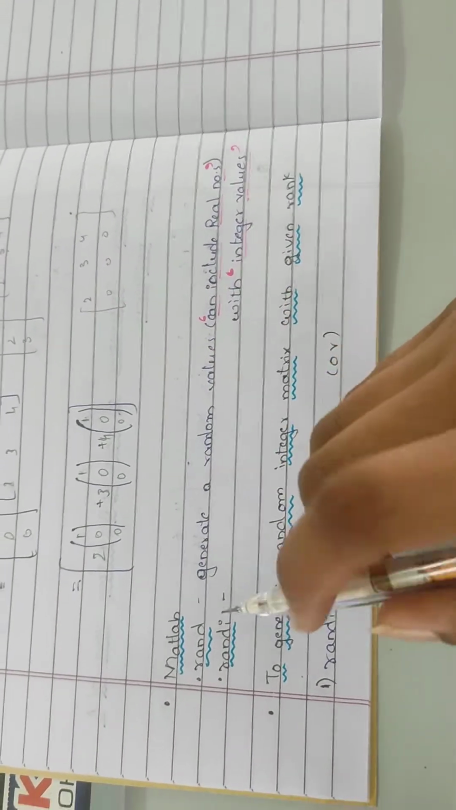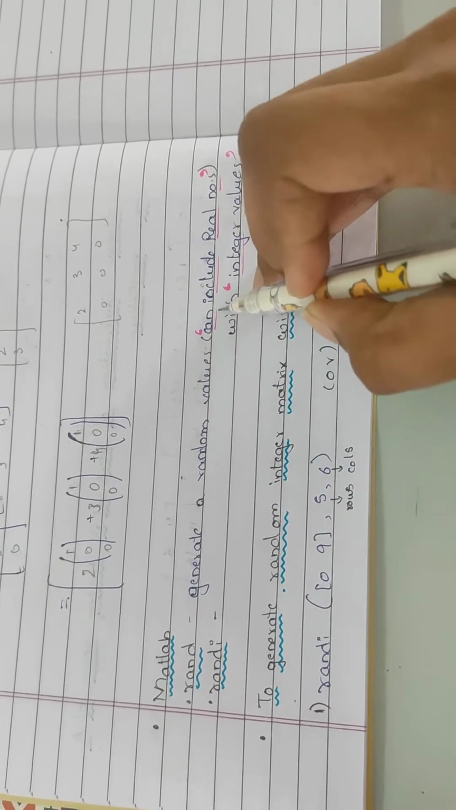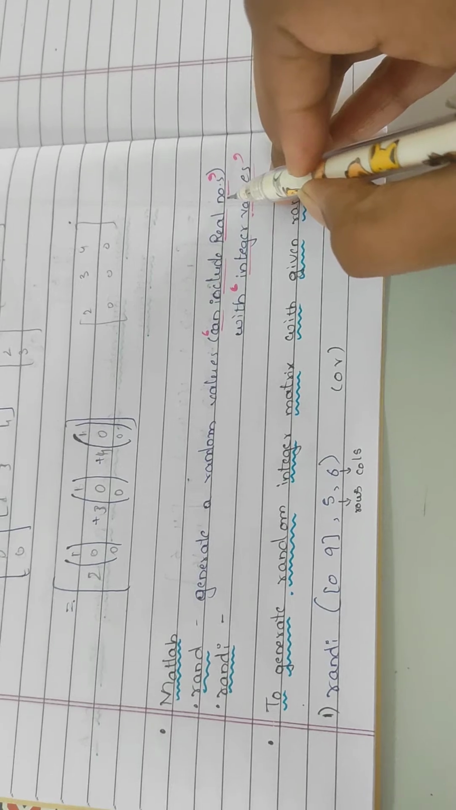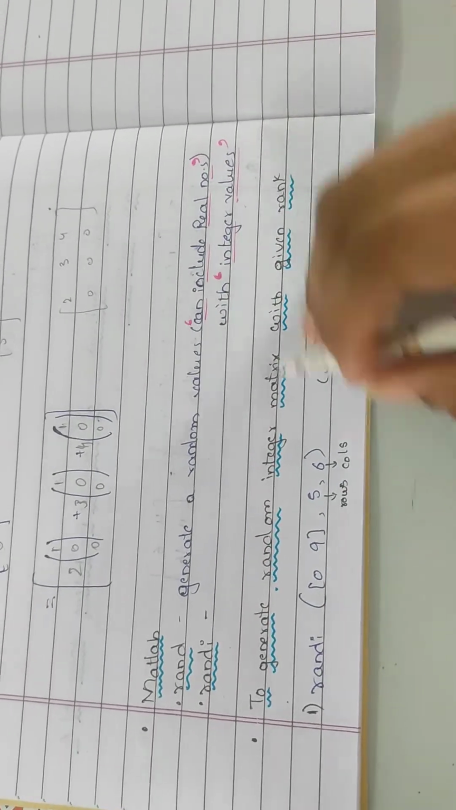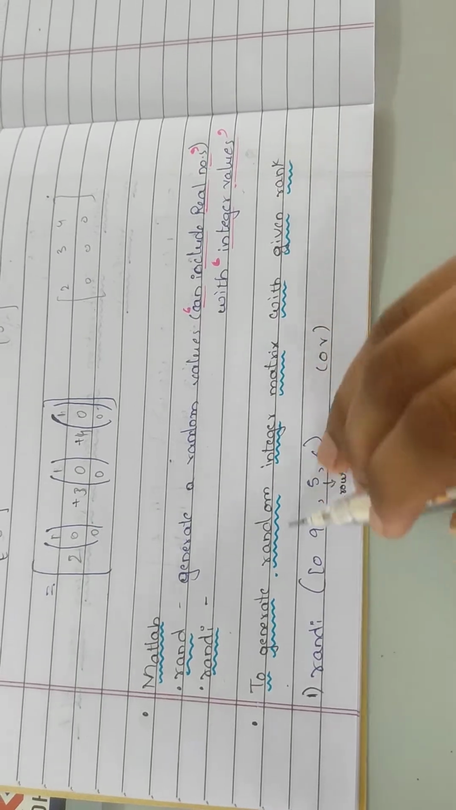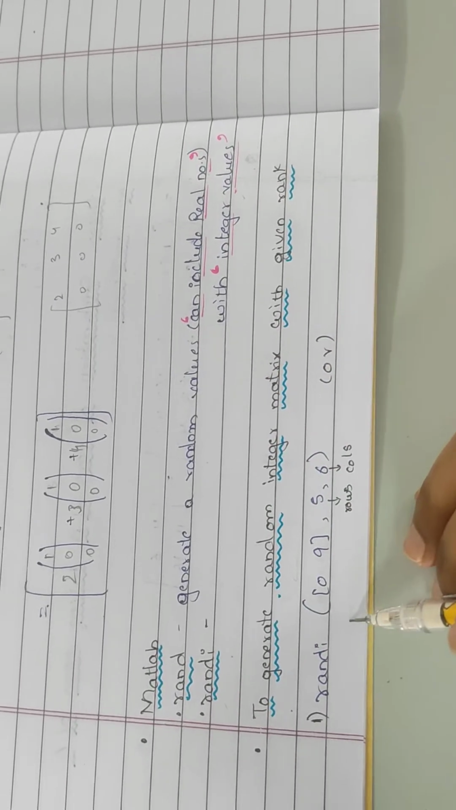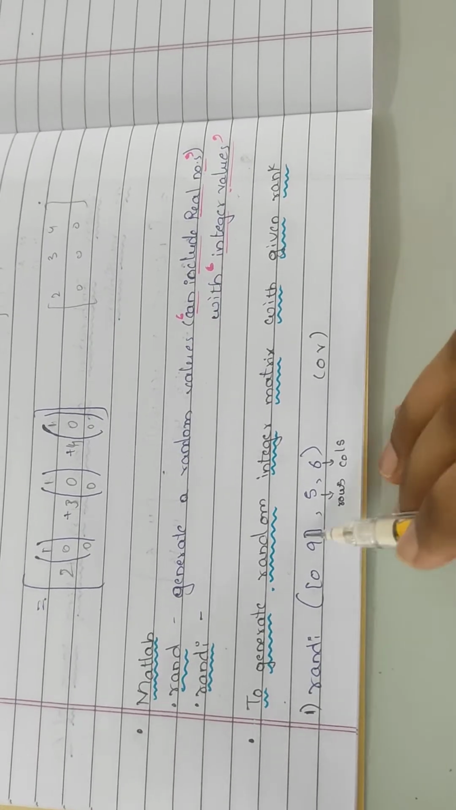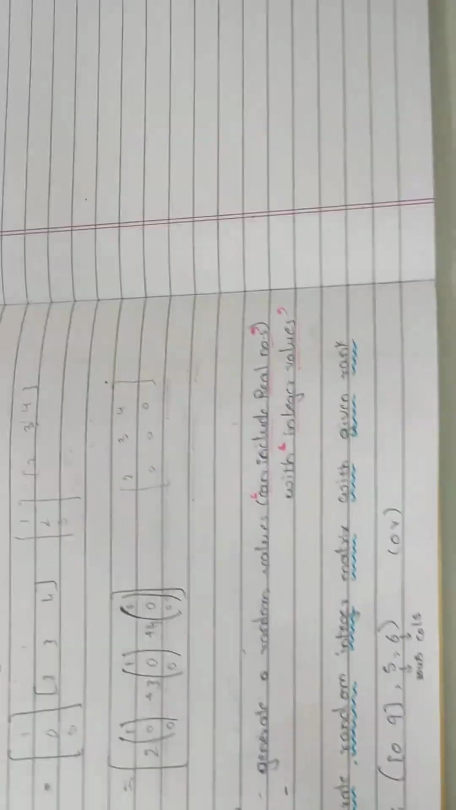Next, in MATLAB, this is the way you do it. Rand means it will give random values, which can be real numbers also. And randi means it will generate random values with integer values. Next, to generate a random integer matrix with a given rank, you generate random integers from 0 to 9, any of these values. You fill the rows, 5 rows and 6 columns.